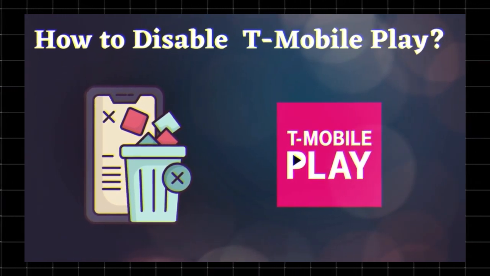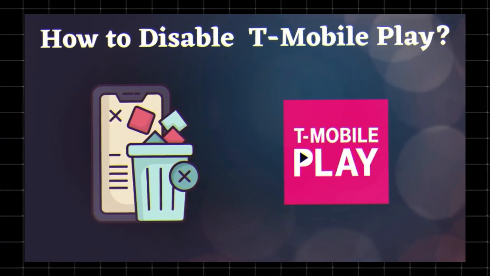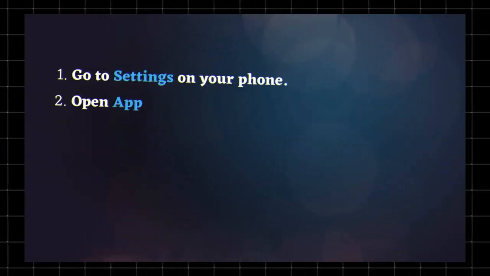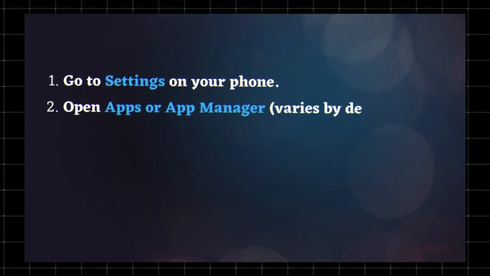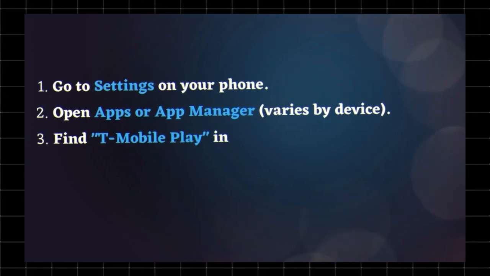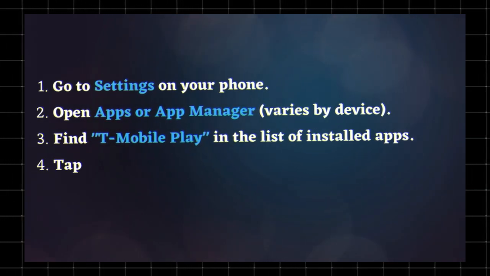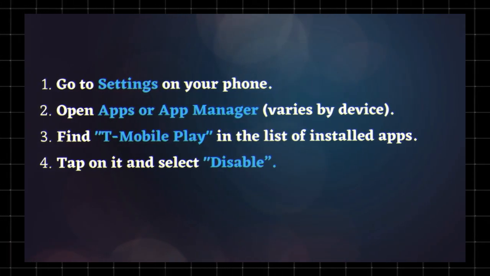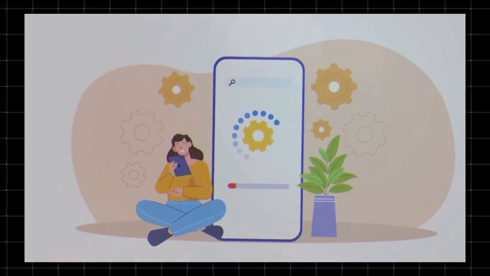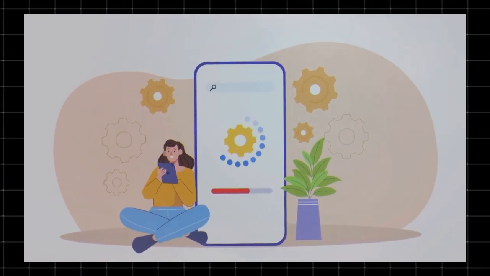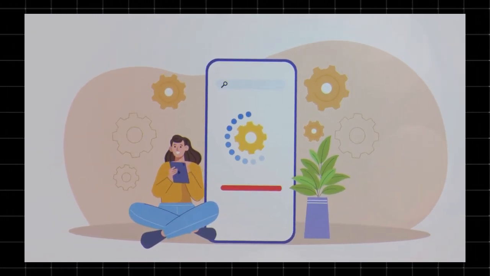If you don't want T-Mobile Play on your device, here's how you can disable or remove it. Go to Settings on your phone. Open Apps or App Manager, varies by device. Find T-Mobile Play in the list of installed apps. Tap on it and select Disable or Uninstall Updates. If you can't uninstall it completely, you can force stop the app to prevent it from running in the background.